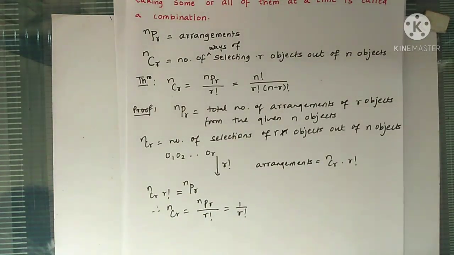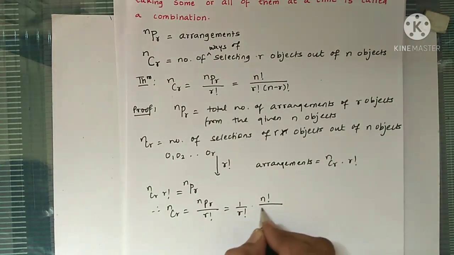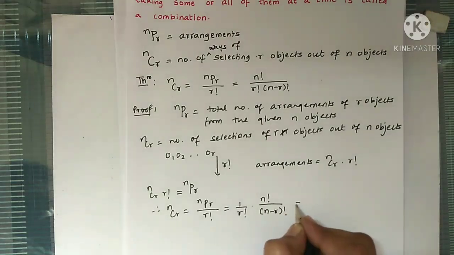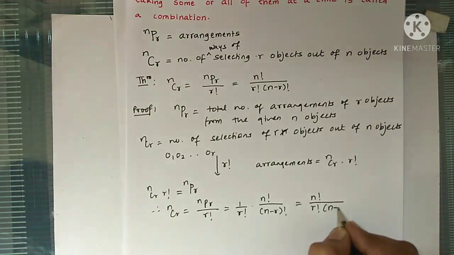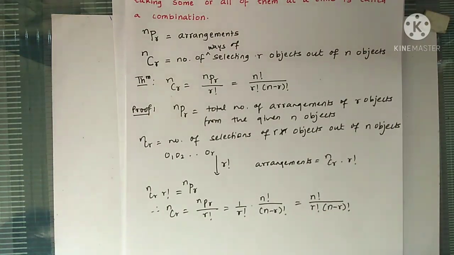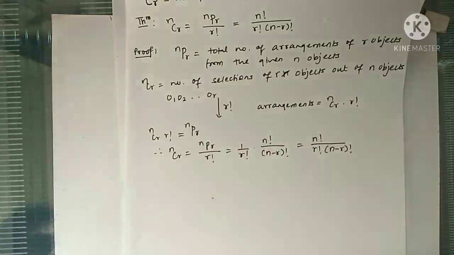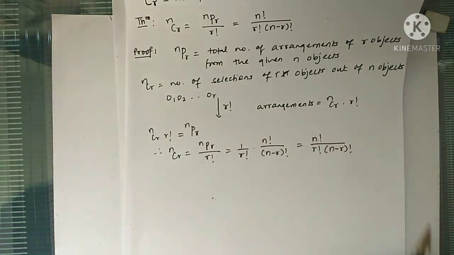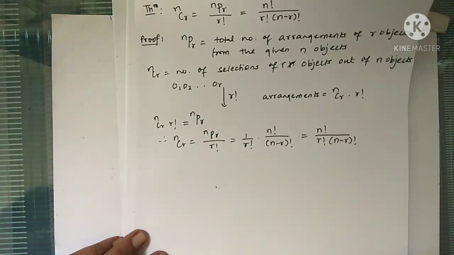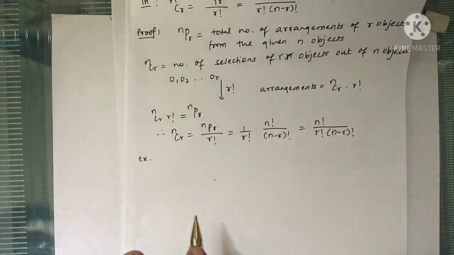Now upon r factorial can be written as 1 by r factorial, and the formula for nPr is n factorial upon n minus r factorial. So the formula for combinations nCr is n factorial upon r factorial into n minus r factorial. So this is the formula for nCr. Let's remember the formula. In permutations we have n factorial upon n minus r factorial. Now in combinations we have one more term in the denominator, which is r factorial. So let's solve some questions based on this.